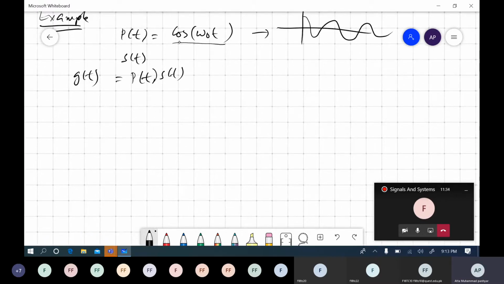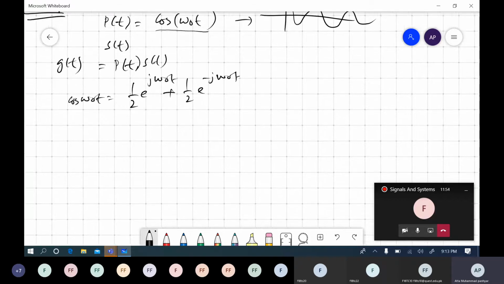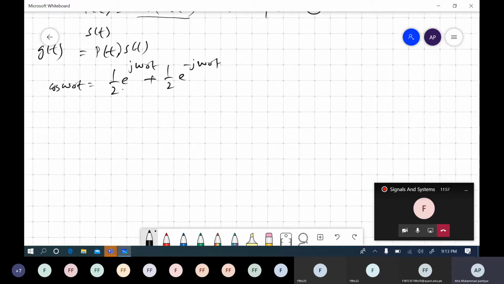Now we wish to compute the Fourier transform of this cos omega naught t. We know that cos omega naught t is equal to 1 upon 2 e to the power j omega naught t plus 1 upon 2 e to the power minus j omega naught t, right? Now remember this, and we wish to see what these terms mean.